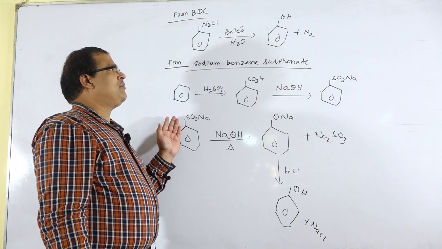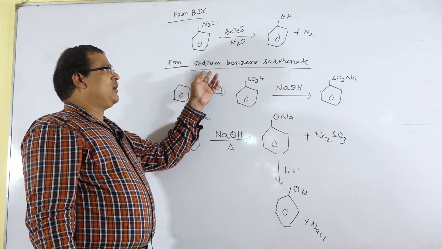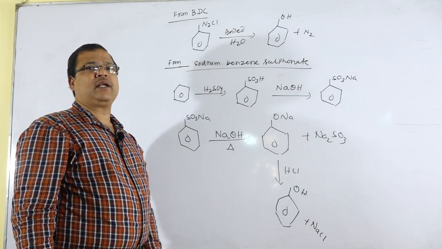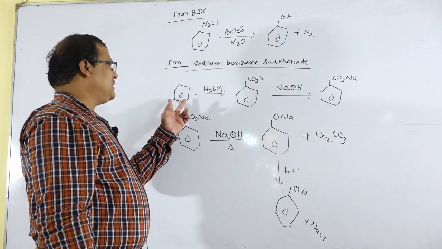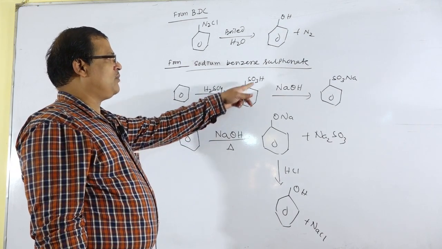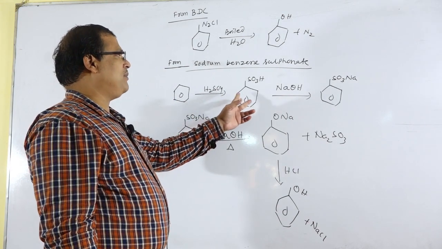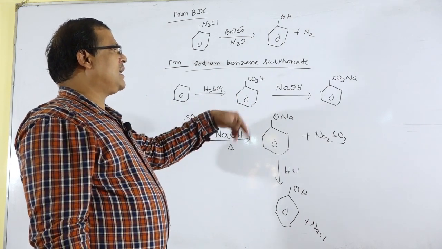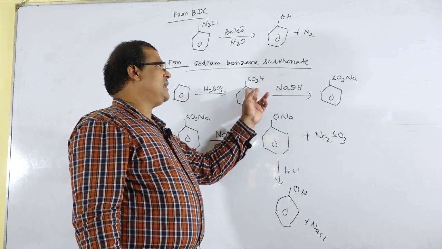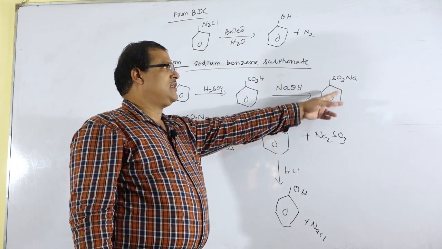Other methods are there from cumene, we will discuss again. As I have explained, sodium benzene sulfonate is produced when benzene reacts with sulfuric acid to form benzene sulfonic acid. That is treated with NaOH. This is the acid, this is the base. Acid and base react to form the salt, sodium benzene sulfonate.